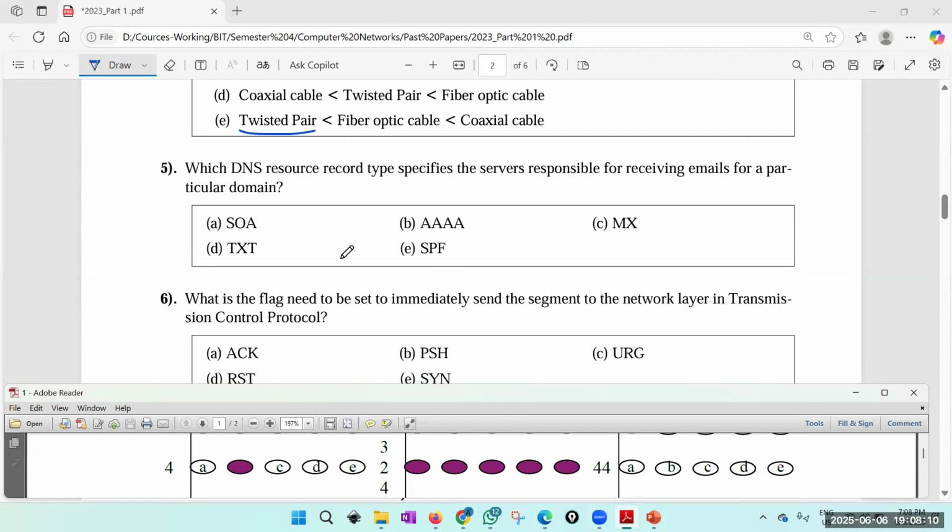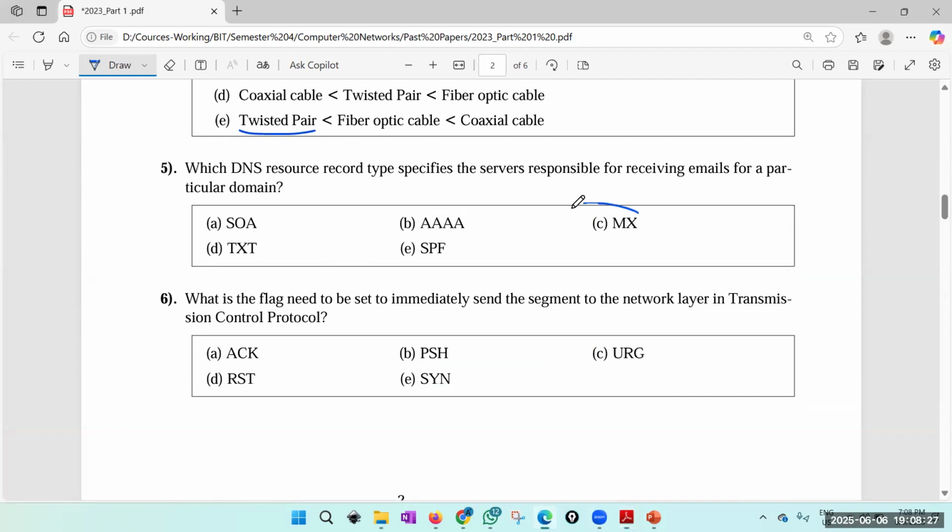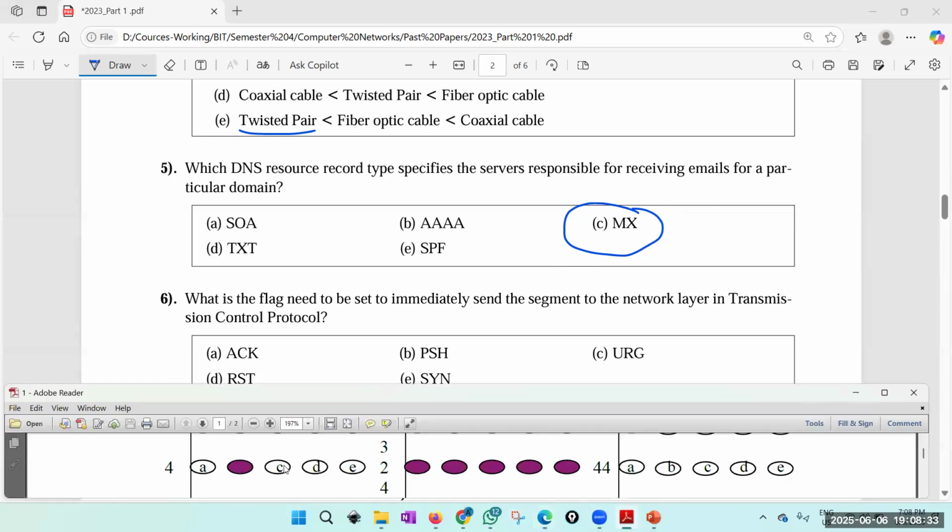Which DNS resource record type specifies the servers responsible for receiving emails for a particular domain? What is the email related DNS entry? MX entry. We discussed that. The DNS entry for email related things is the MX entry. So the answer must be C.